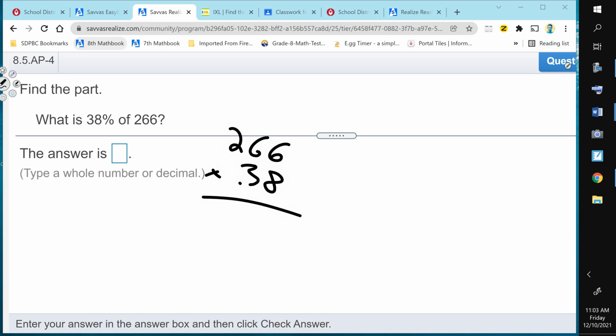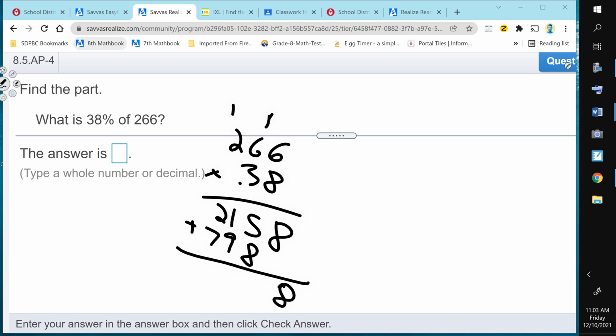Okay? 8 times 6 is 48, put a 4 here. 8 times 6 is 48 plus 4 is 52. 8 times 2 is 16 plus 5 is 21. 6 times 3 is 18, put a 1 here. 18, 9, put a 1 here. 7, add 8, 3, 1, because that's a 1. 1, 10, 2 numbers after the decimal.